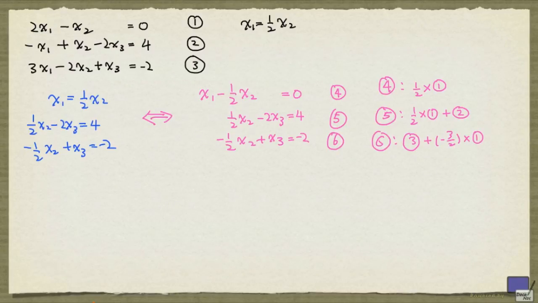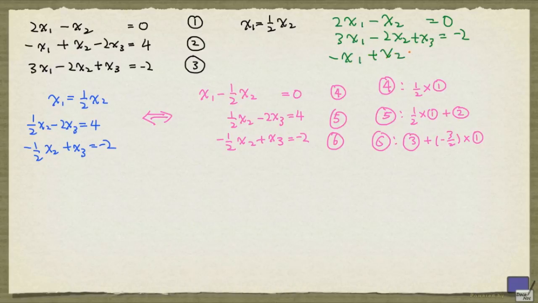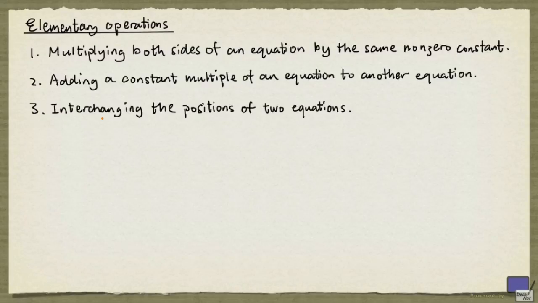For example, if I write down the system, 2x1 minus x2 equals 0, 3x1 minus 2x2 plus x3 equals minus 2, and minus x1 plus x2 minus 2x3 equals 4, then these 2 systems are equivalent, and I have obtained the green system from the black system using the third elementary operation. Even though the third operation is not really needed, sometimes it's convenient to have when we solve by hand because it makes things easier to read.